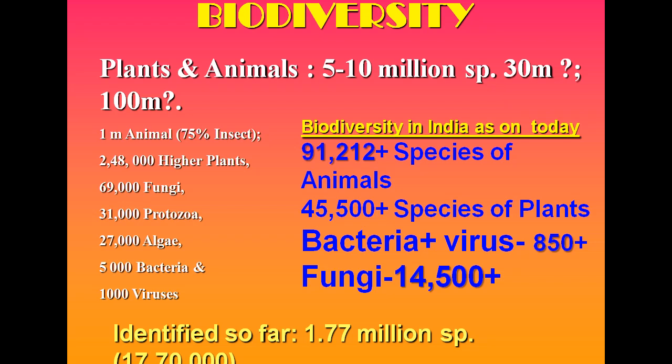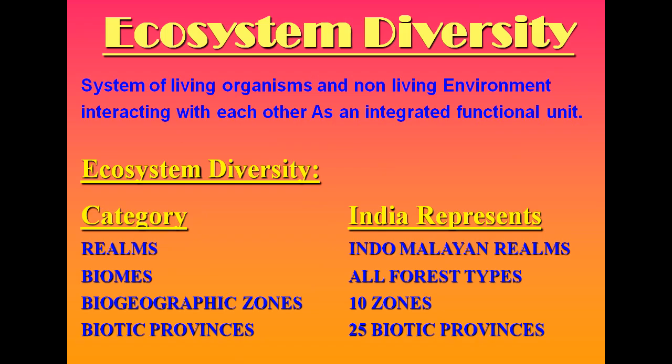So it doesn't mean that we have covered all of this. Remember, hardly we must have identified and named 1 to 5% of what exists. Now, let's go in detail about the ecosystem diversity. What do we mean by this ecological diversity or ecosystem diversity?